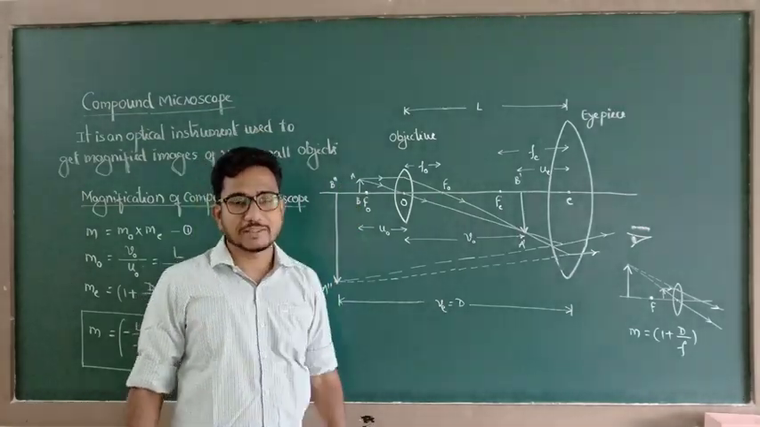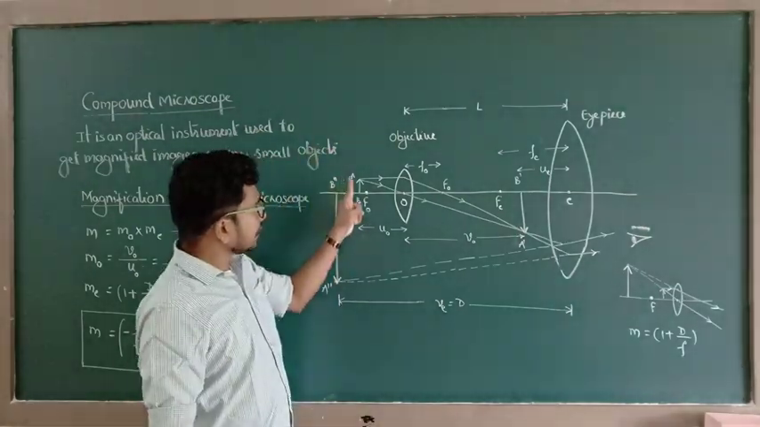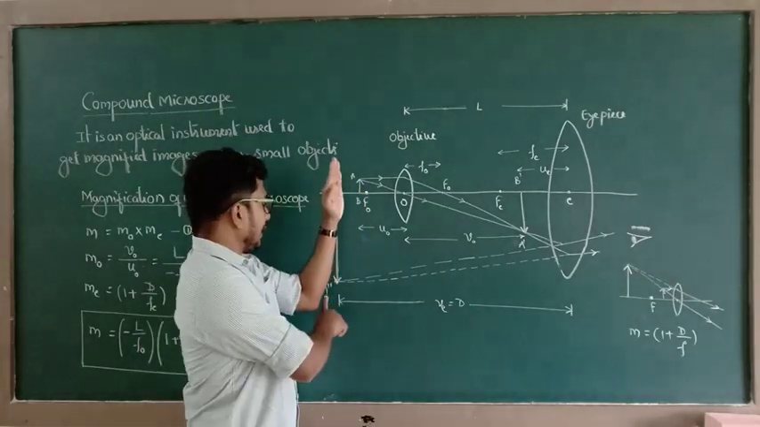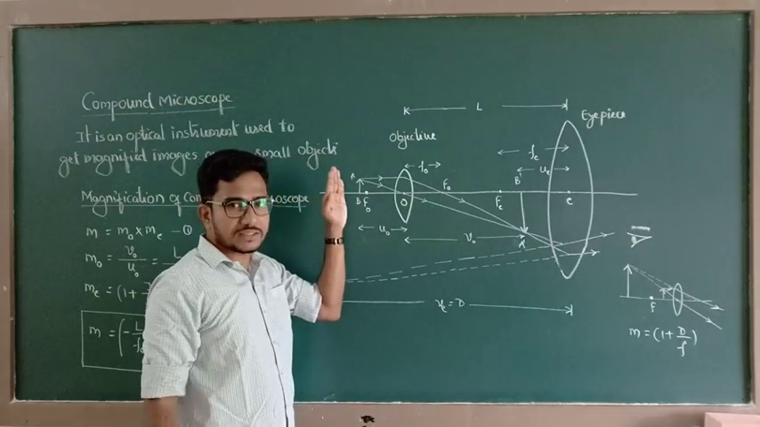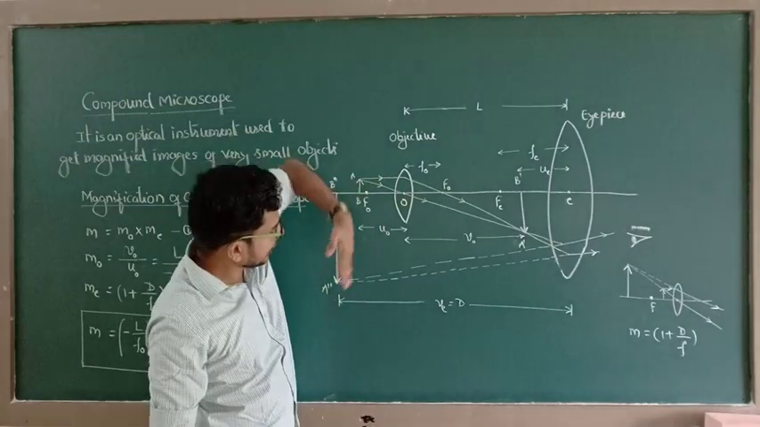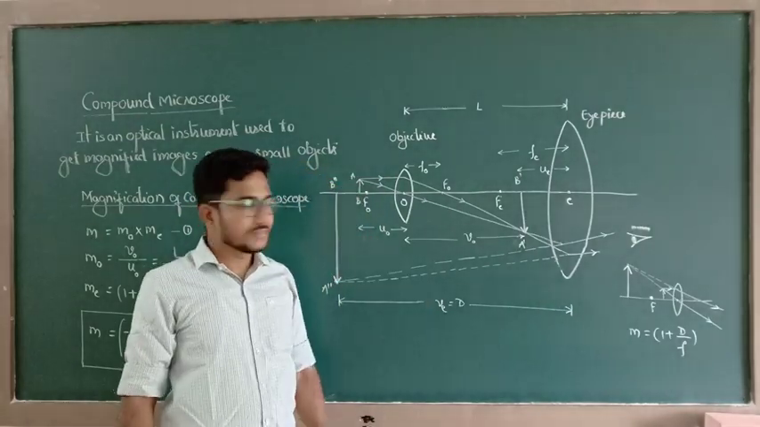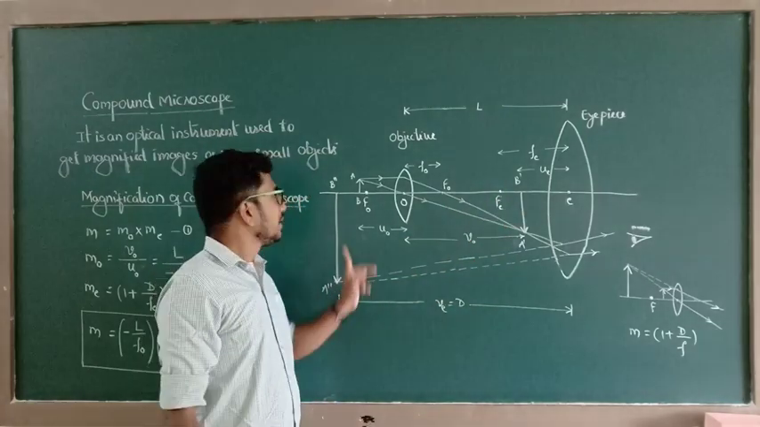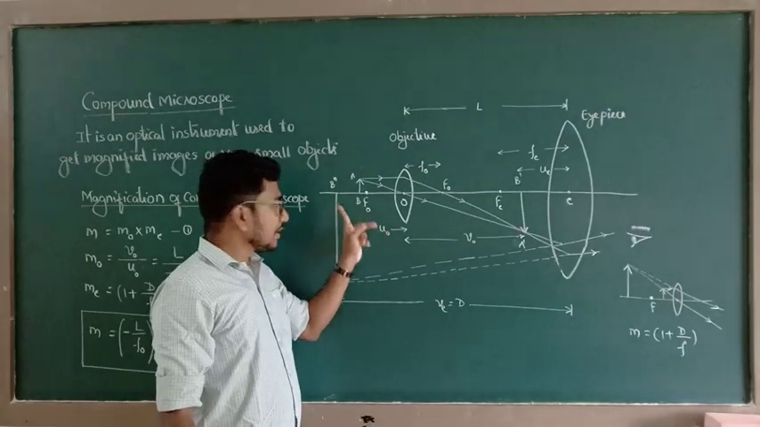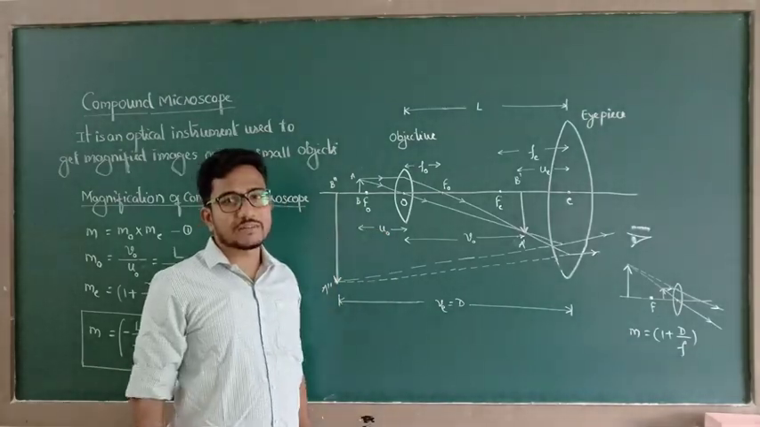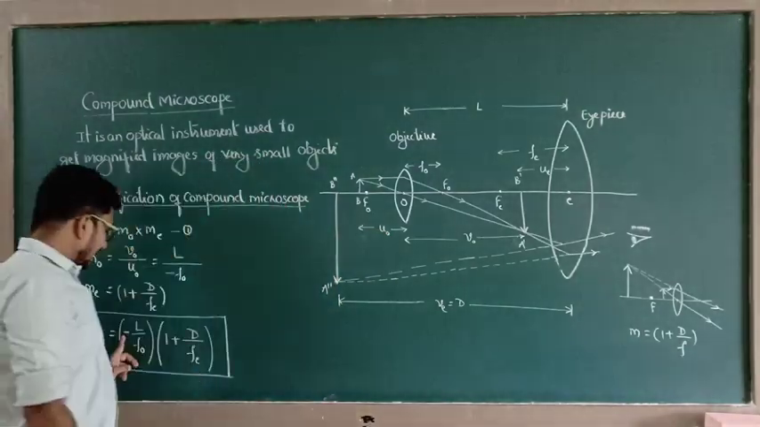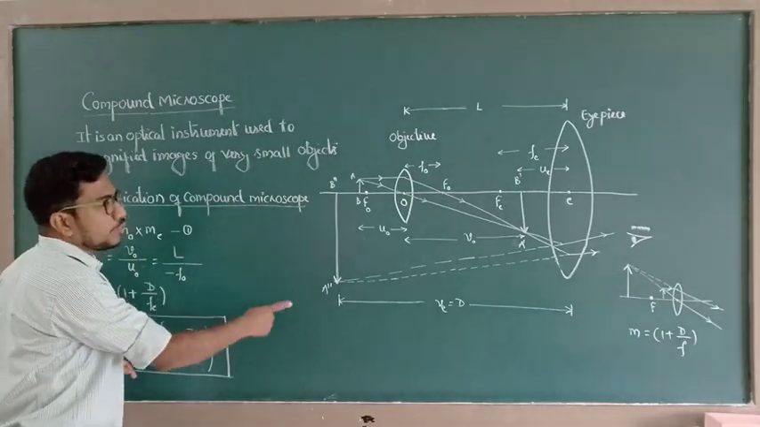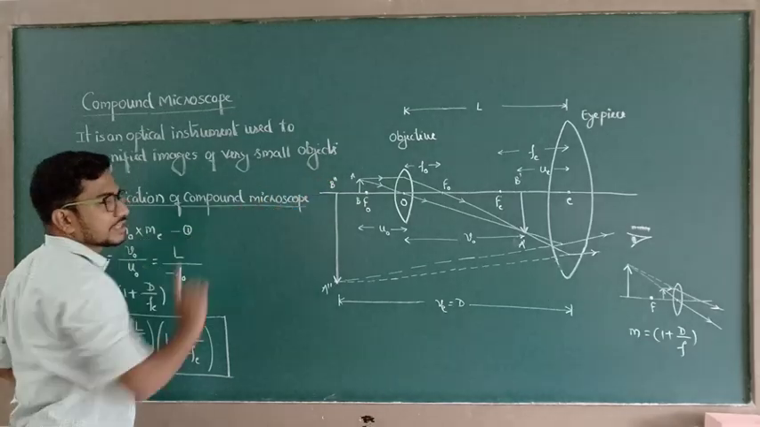erect magnified image, but with respect to AB, with respect to this real object, A double dash B double dash is real inverted. With respect to A dash B dash, virtual erect magnified. With respect to AB, real inverted magnified. Therefore, this negative sign represents the final image is real inverted with respect to the original object.